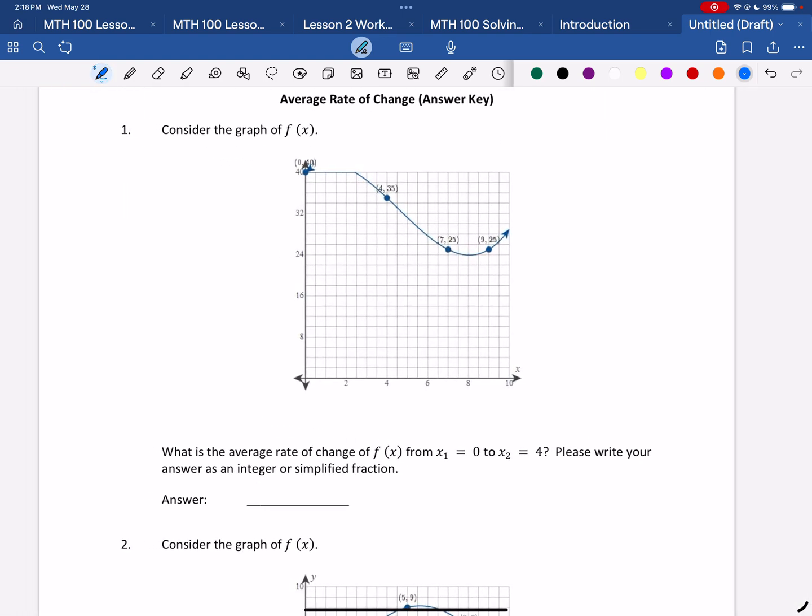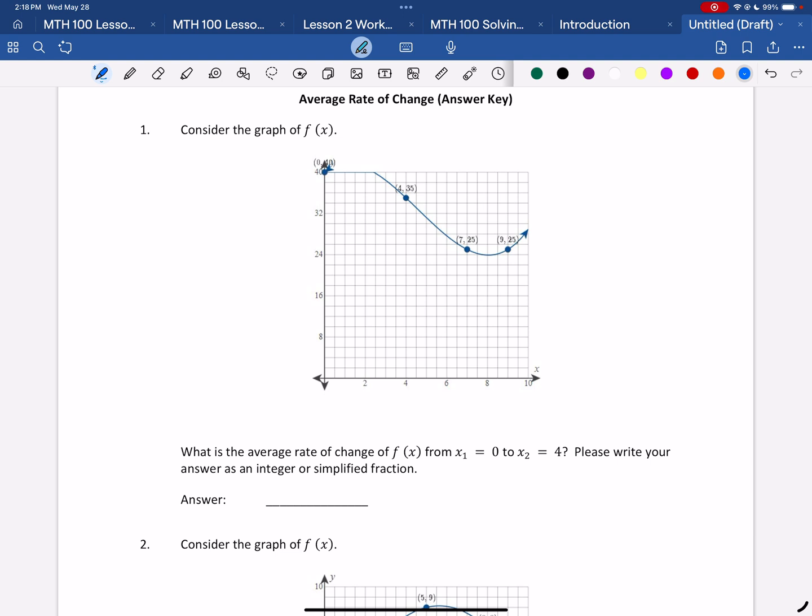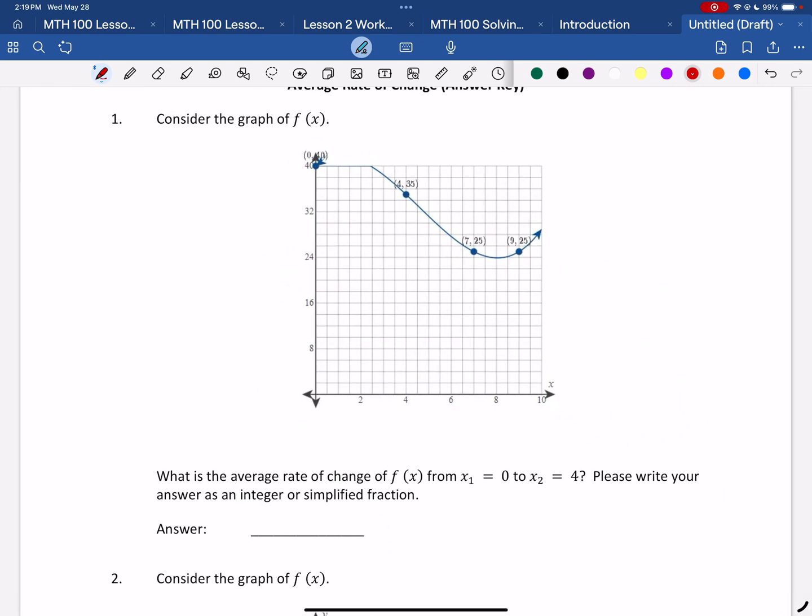So for example, consider the graph of f of x. What is the average rate of change of f of x from x1 is 0 to x2 is 4? So the first thing you want to do is record your points. So if x is 0, y is 40. 0, 40. If x is 4, y is 35.